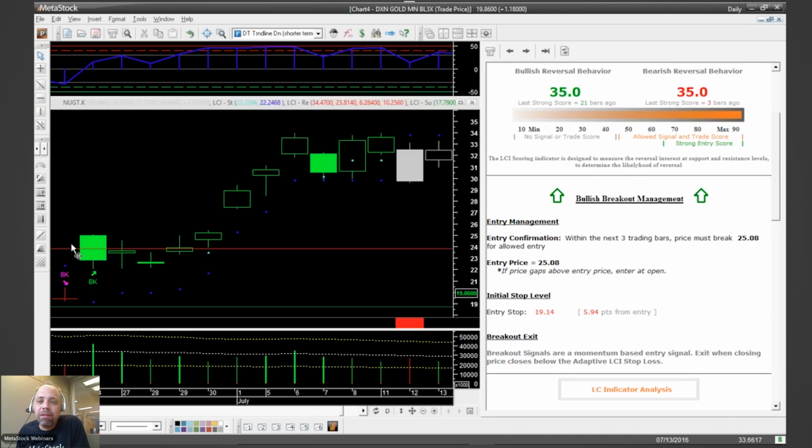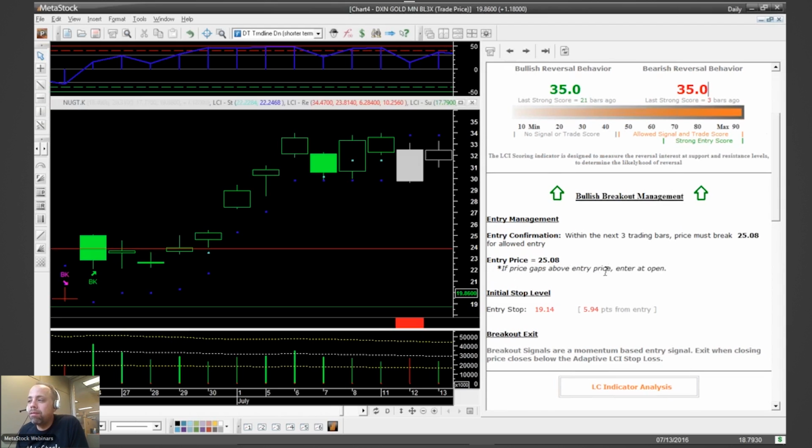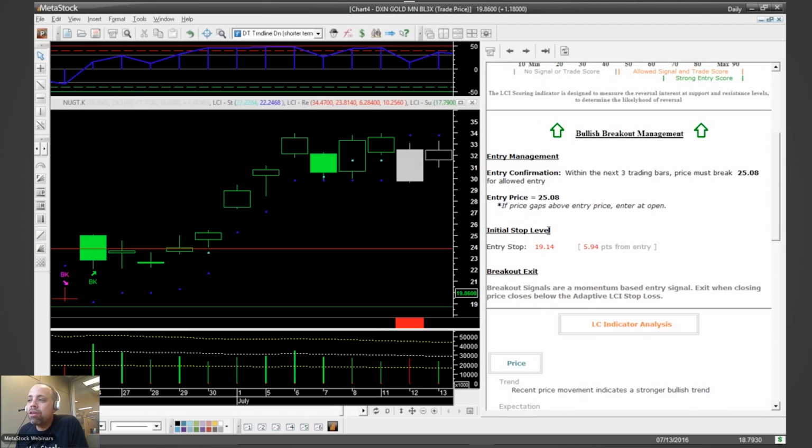Bullish breakout management, since we did get a trade this day, it's telling us entry management rules. Within the next 3 trading bars, the price must break above 25.08 for an allowed entry. See, he likes to do the same thing Rahul likes to do. He wants an additional confirmation that it's going to go up above a certain value. And if it goes above 25.08, you can go ahead and get long. If the price gaps above the entry price, go ahead and enter. He does leave a little bit of a disclosure there. Your initial stop loss on this trade should be 19.14, and he breaks down what the risk is going to be initially with that trade. It's going to be $5.94 from your entry.